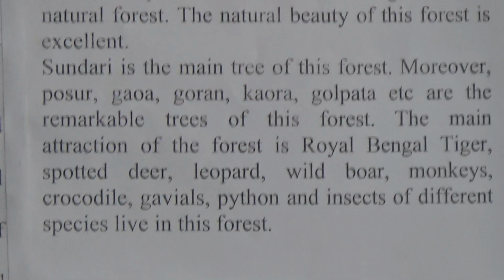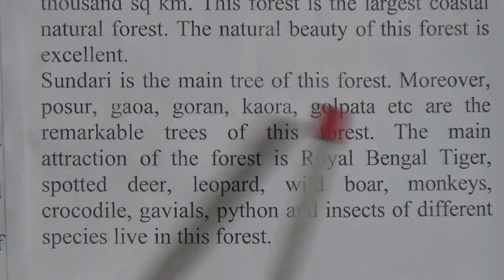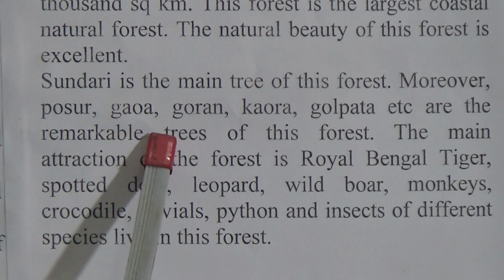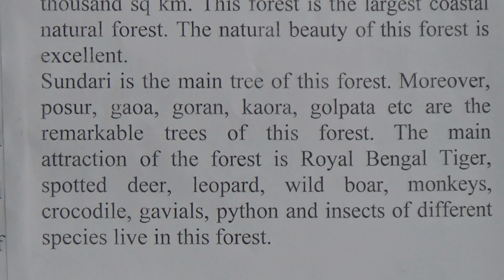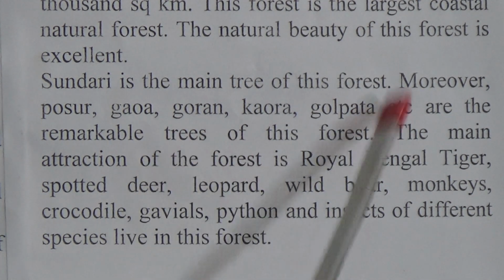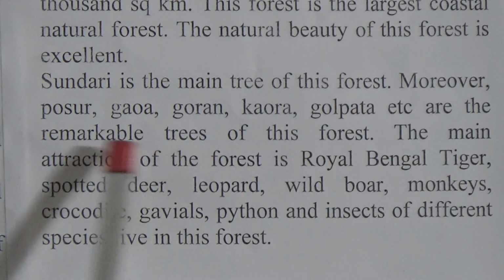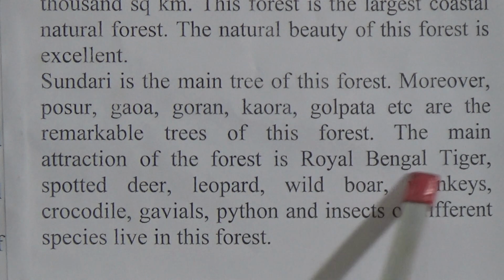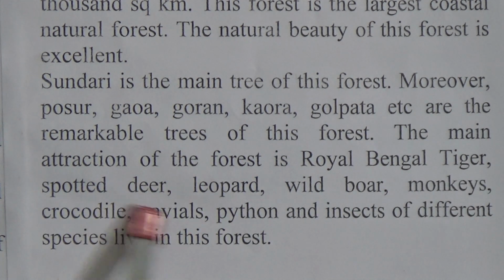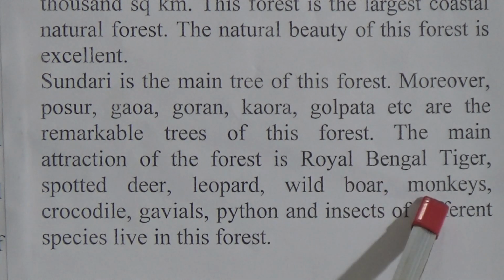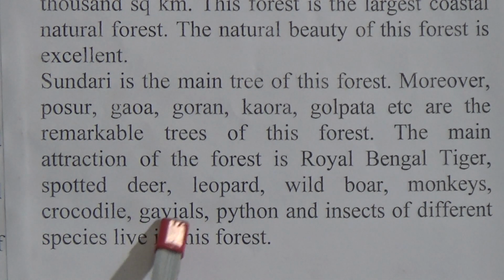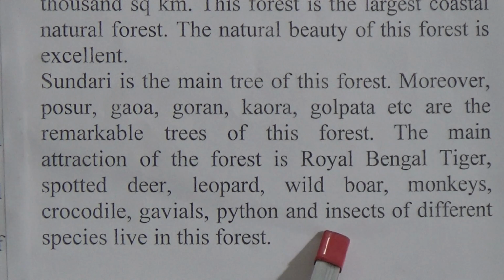Sundari is the main tree of this forest. Moreover, Poshur, Gewa, Goran, Keora, Golpata, etc. are the remarkable trees. These are the well-known trees of this forest. The main attractions of the forest are Royal Bengal tiger, spotted deer, leopard, wild boar, monkeys, crocodile, gavials, python, and insects of different species live in this forest.